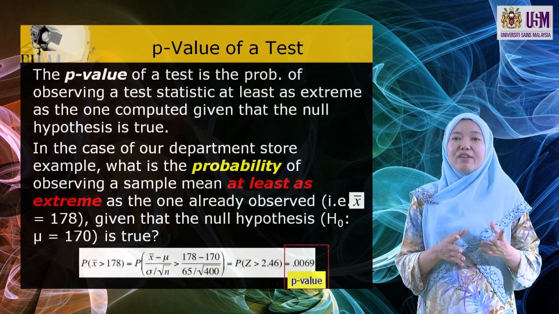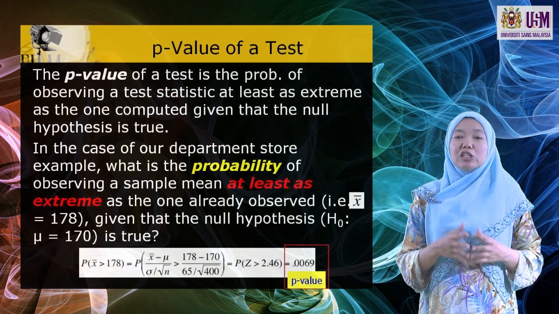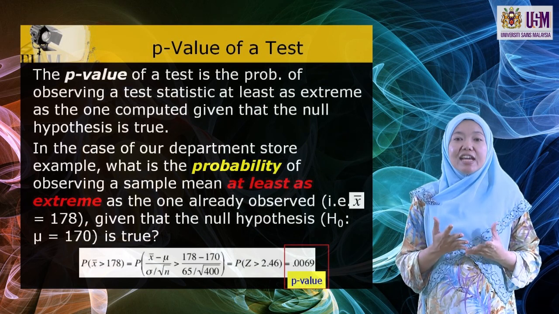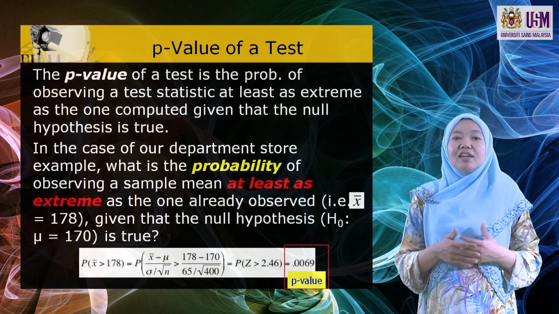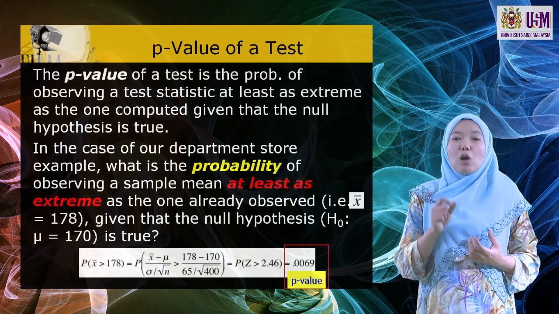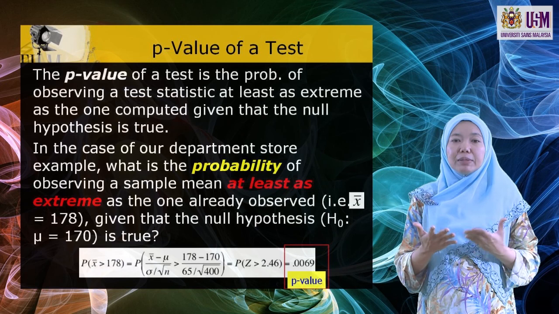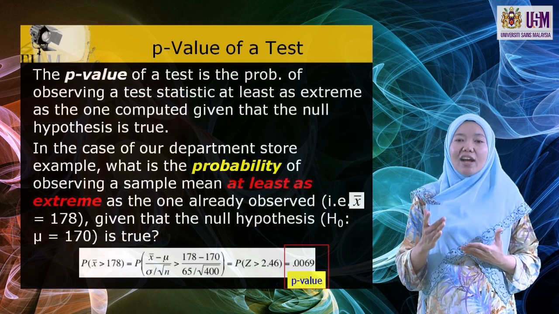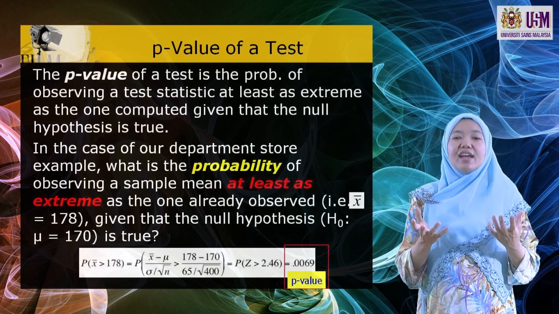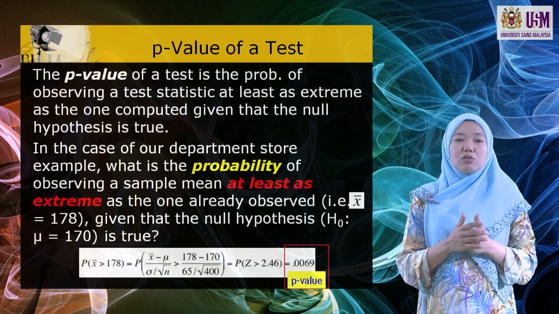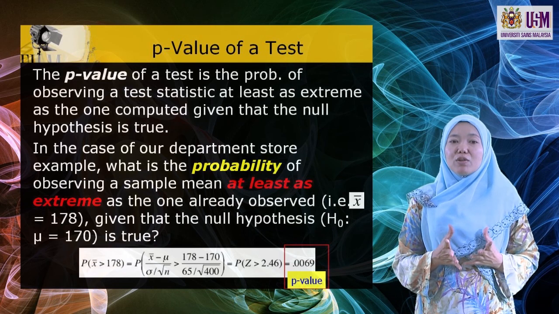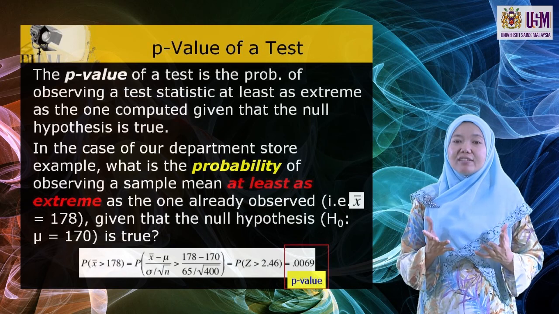Let's look now at the p-value of a test. The p-value of a test is the probability of observing a test statistic at least as extreme as the one computed, given that the null hypothesis is true. In the case of our department store example, you are interested to find, for example, the probability of observing a sample mean at least as extreme as the one already observed, in other words x bar equals 278, given that the null hypothesis H0, mu equals 270, is true. In the case of our department store example, what is the probability of observing a sample mean at least as extreme as the one already observed?